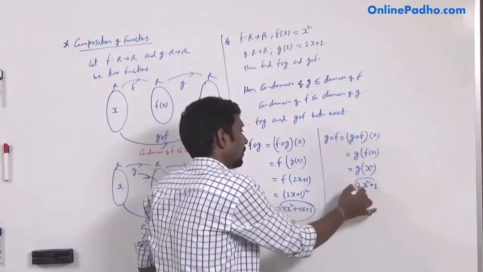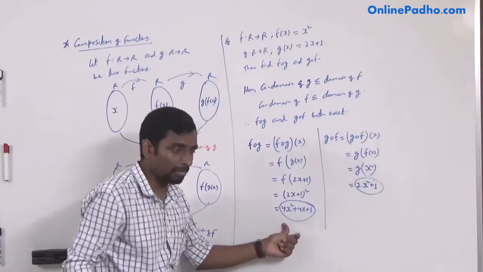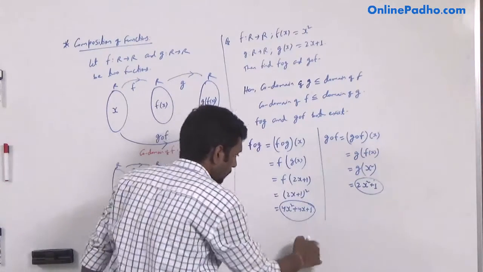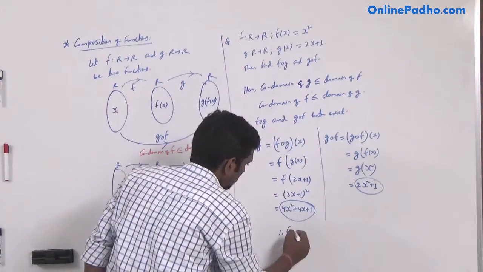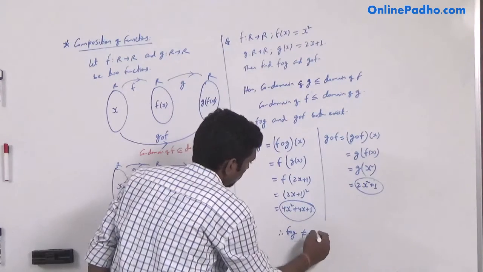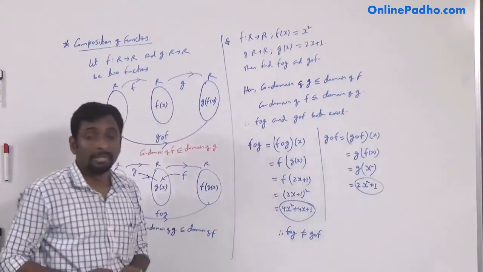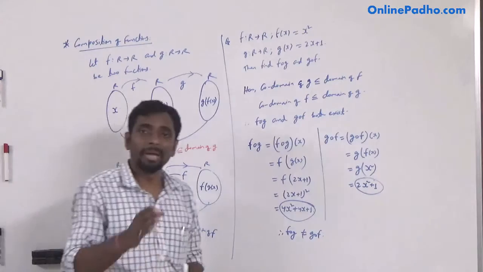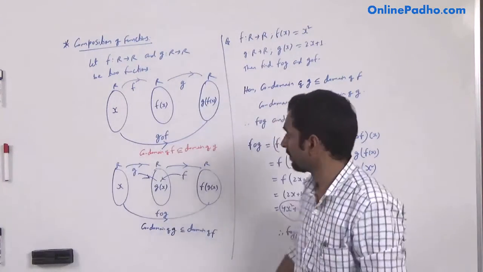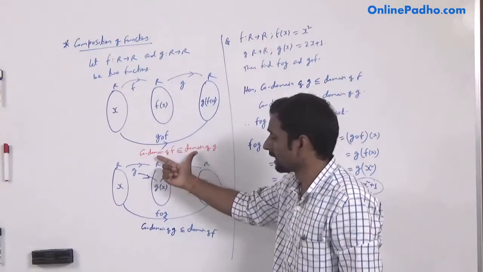Now let us see. This one is not equal to this one. This is the value of FOG and this is the value of GOF. So we can say that FOG is not equal to GOF. Both are not equal.